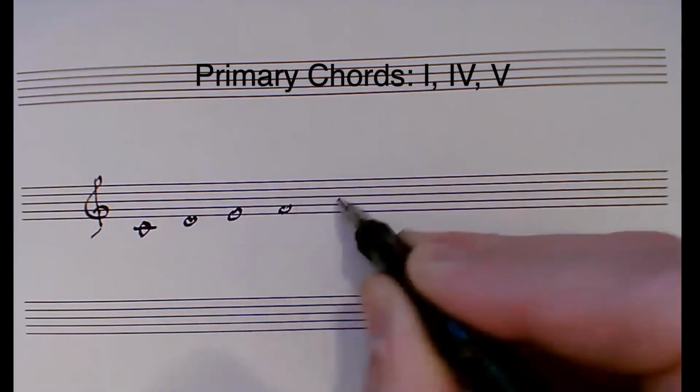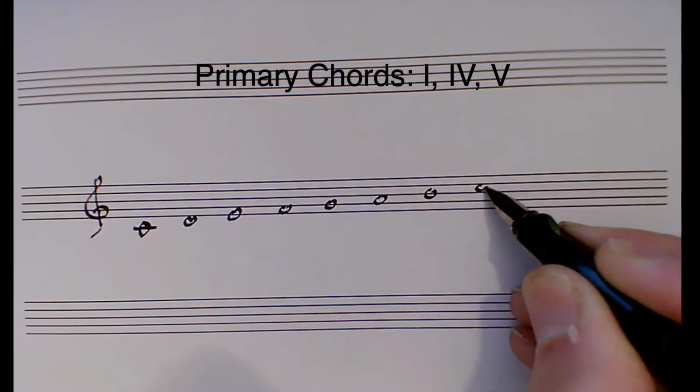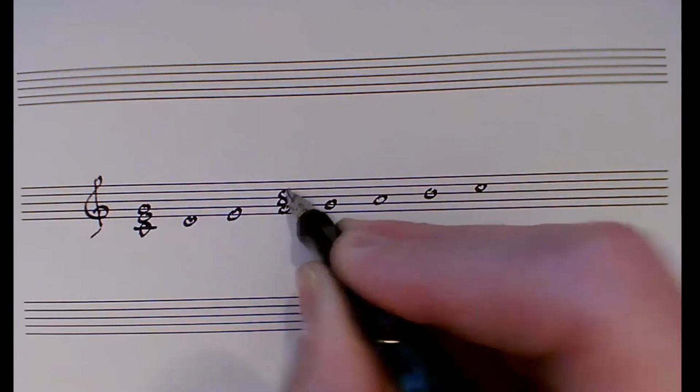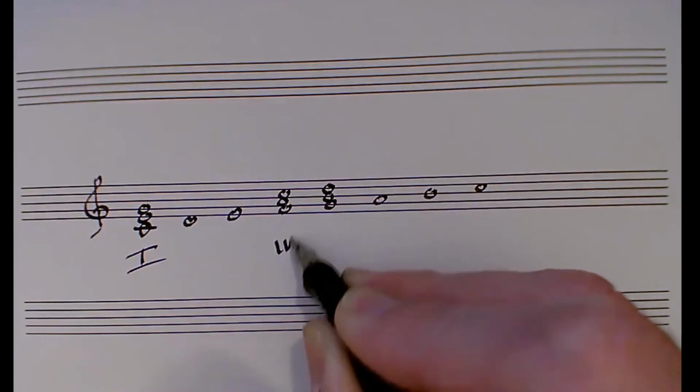In the key of C, write a C scale. Then build triads above the first note to build the 1 chord, or C chord in this key, above the 4th note to build the 4 chord, or F chord in this key, and then above the 5th note to build the 5 chord, or G chord.